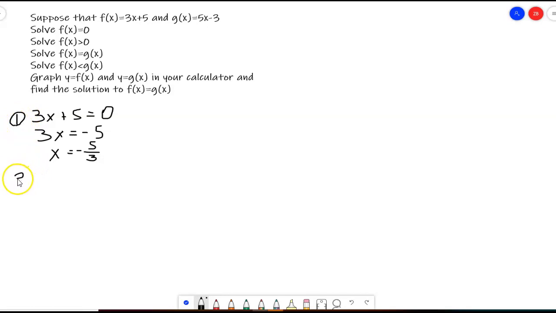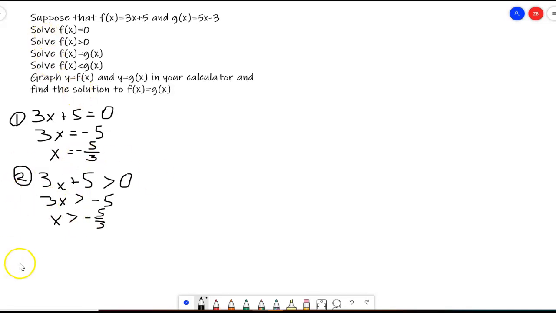And our second one here says we want to solve f of x is greater than 0. So same kind of thing here. 3x plus 5 is greater than 0. And we're going to subtract 5 from both sides. It's greater than negative 5. Divide both sides by a positive 3, and we'll get x is greater than negative 5/3. Some of you might be thinking, well, don't we flip this operator at some point? You only flip the operator if you multiply or divide both sides by a negative number. And we did not do that in this case.